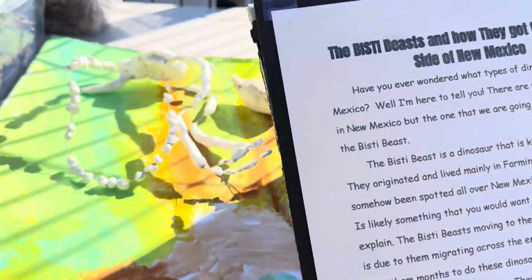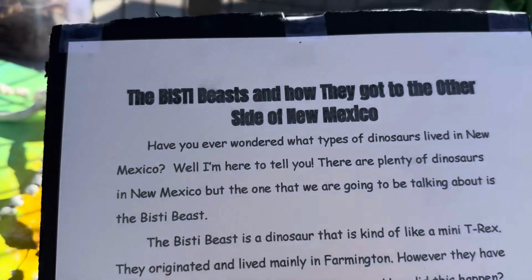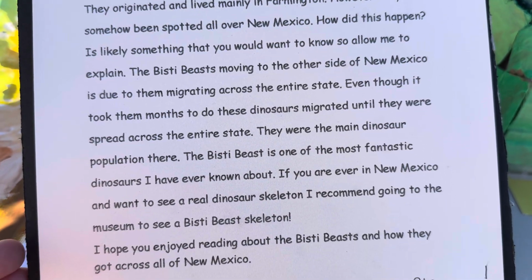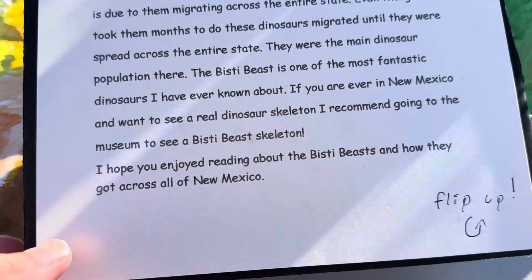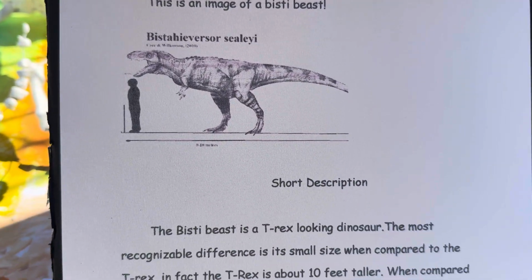Here we have information about the Beastie Beast. So here's our model of the Beastie Beast, which was found in New Mexico. And then we have a really good explanation about the Beastie Beast if you want to pause and read. We can flip this up and see. Here we go. There's an image, what it looks like in its size, its scale.